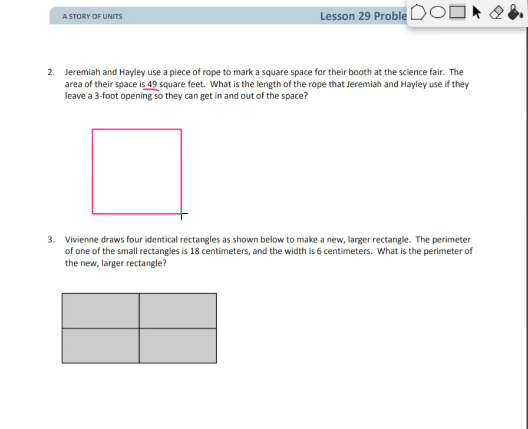I have 2 very important pieces of information. My first piece of information is they've marked a square. And when I have a square, square means all sides same. I know that all of my sides are the same. So a number times a number makes 49.